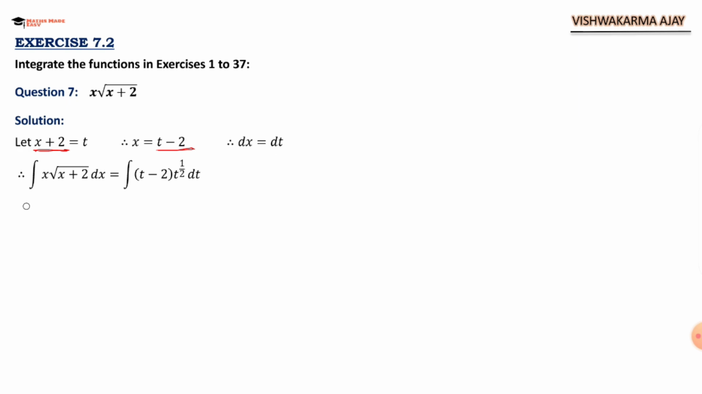So in this case, our integration looks like x root of x plus 2 dx. In place of x, I will put t minus 2, and since x plus 2 is equal to t, I will put t raised to 1 by 2, since it was a root. Now dx will be replaced by dt. So our equation looks like this. You will be taking this 1 upon 2 inside the bracket, so t raised to 3 by 2 minus 2 times t raised to 1 by 2 dt.